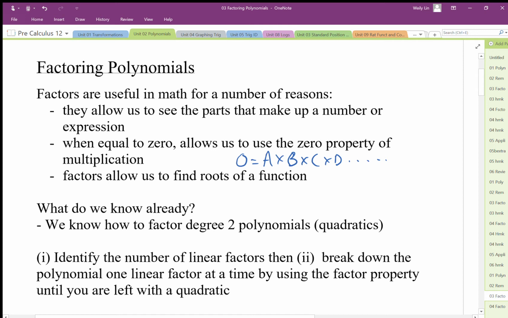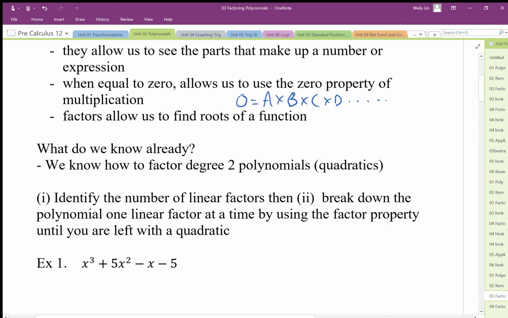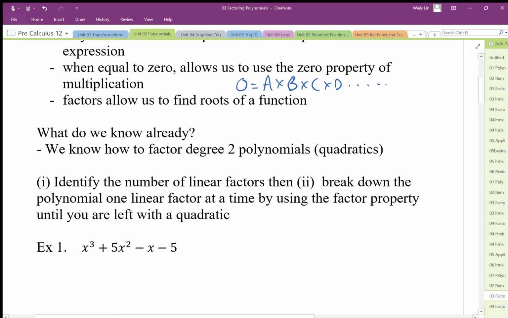Okay, it allows us to find roots of functions. So these are very important things in math, and this is the main reason why we want to do factoring. So what do we know already? Well, we know how to solve quadratics. Okay, we know how to factor second degree polynomials, and we know how to factor quadratics.